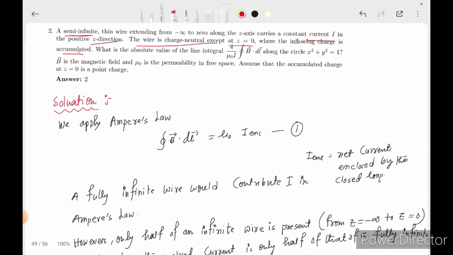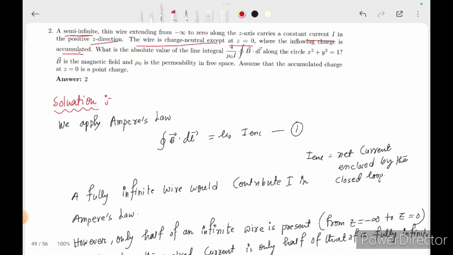This is the concept, please remember: as all the charge is accumulated at the z equals 0 point, for this charge we do not get any kind of magnetic field. We get a magnetic field only due to the current that is flowing along the positive z direction throughout the wire. That is the question.